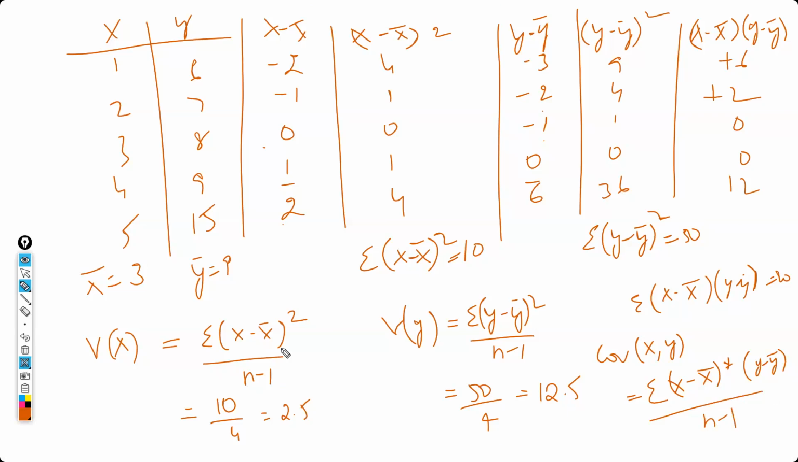Instead of multiplying (x minus x bar) into (x minus x bar), the same variable 2 times, which is called variance, if you consider 2 variables, it is called covariance. Sigma of (x minus x bar) into (y minus y bar) divided by n minus 1, in this case it is 20 divided by 5 minus 1, which is 4, so it is 5. This is the covariance. Variance of x, variance of y, and covariance of x comma y. Clear?